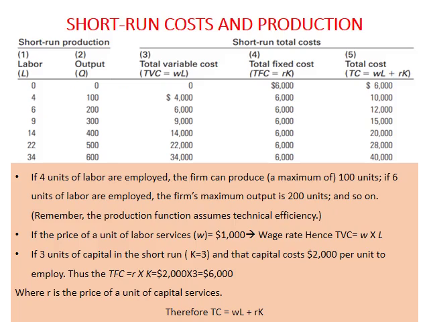Here this table shows short-term costs and production. Here, labor is a resource, or an input. We have to pay money in order to get labor, and these are the corresponding outputs for this labor. And there should be costs. We need to incur costs in order to get resources like labor.